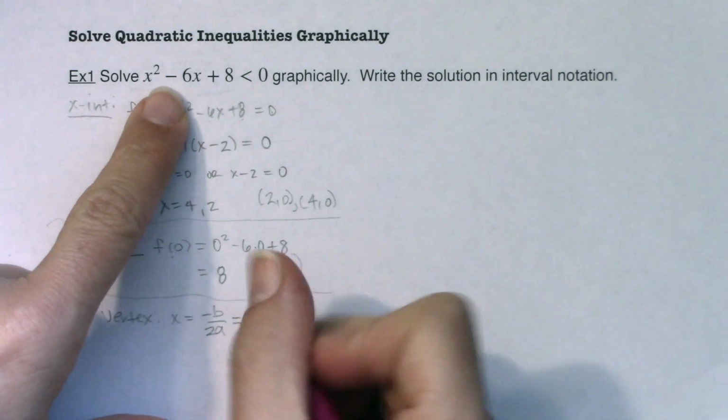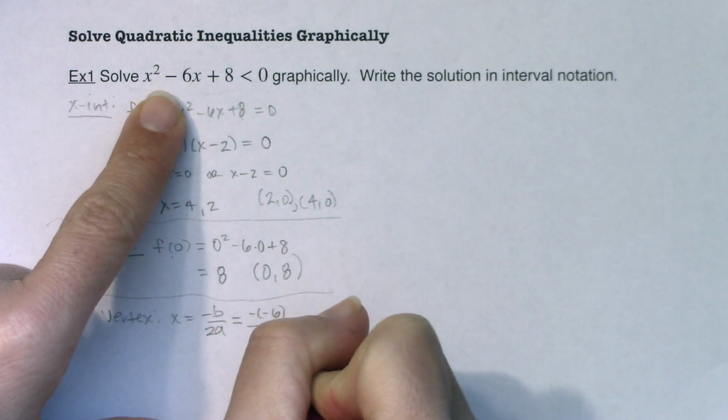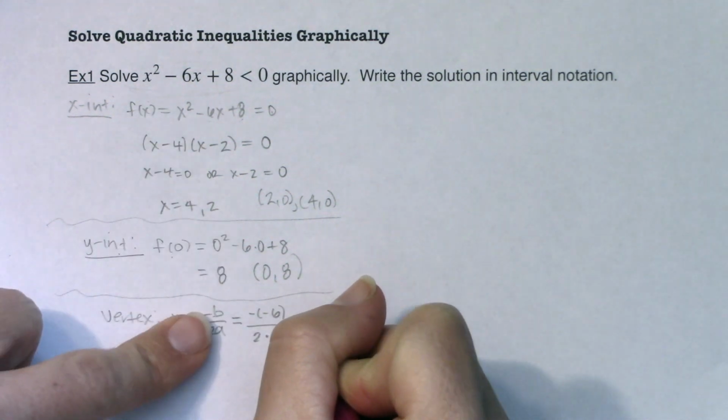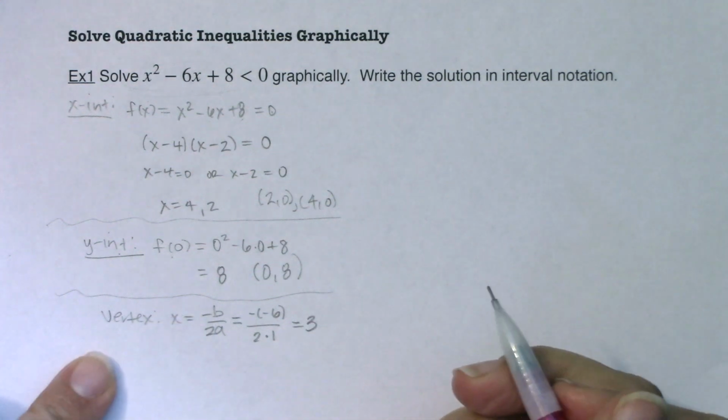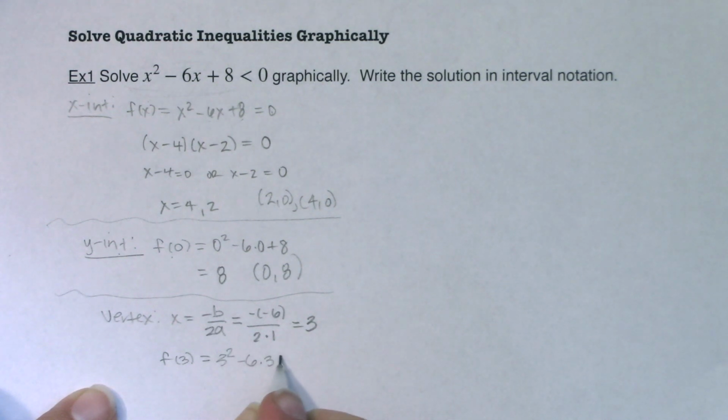So if I do negative b, that would be the negative of negative 6, over 2 times 1, right? And when I get that number, the negative of negative 6 is 6. 6 over 2 is 3. All right, so there's the x-coordinate of my vertex. If I want the y-coordinate, let's plug 3 back in. So 3 squared minus 6 times 3 plus 8.